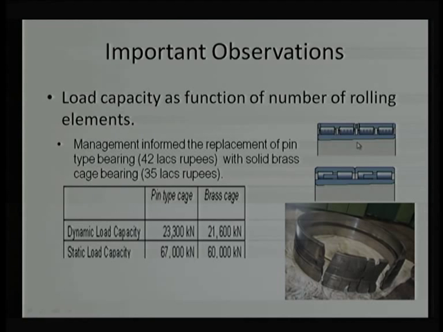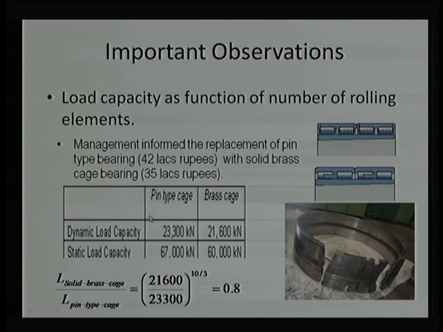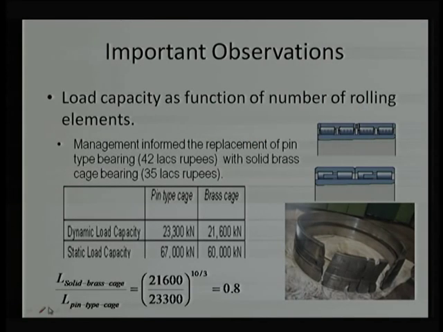And the interesting thing is, they also knew that the solid brass cage is going to show a lesser life. The pin type bearing was showing around 5 years of life, obviously 40,000 hours, while the brass cage bearing was supposed to show slightly lesser life. How much lesser can be calculated using our equation. Life for solid brass cage divided by life for pin type cage can be given as a ratio of the dynamic capacity, for the same load, for the same value of P. We can use this equation.